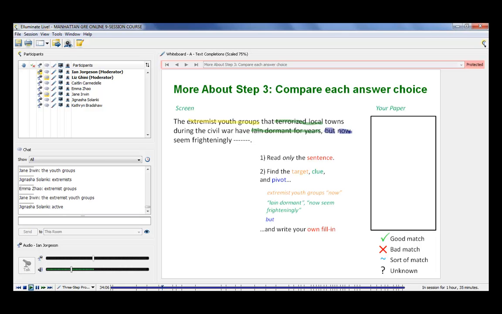They now seem frighteningly what? I like it. Active. And militant, Jane, makes sense because they're extremist youth groups. But does militant make sense in this structure of they used to terrorize local towns, then they were dormant, but now they are? I like active because it goes very directly to this concept of they used to be dormant, but now they're active. Militant works as well, as long as we read militant as meaning they're actively pursuing their goals. Does that make sense to everybody?